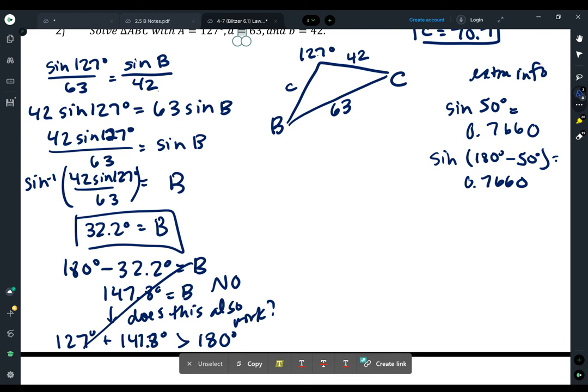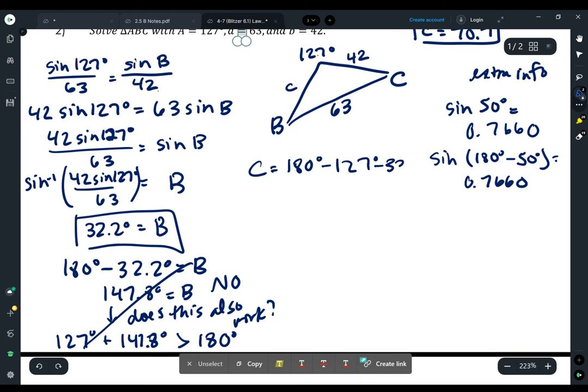So every time we're solving for angles, we have to investigate and make sure that there can't be a second angle. So once I have angle B, and I'm sure there's only one, it's going to be pretty easy now. I'm going to find angle C. C equals 180 minus 127 minus 32.2 degrees. So C is going to equal 20.8 degrees.